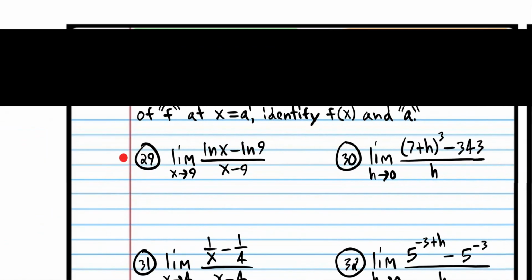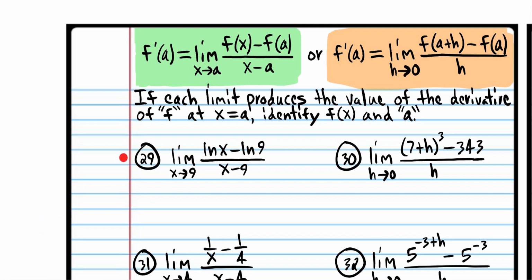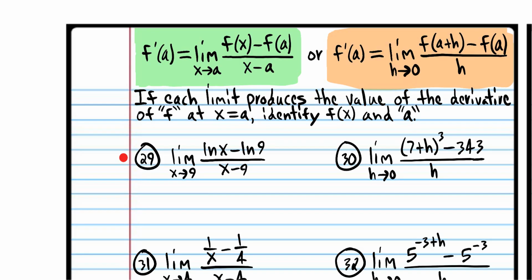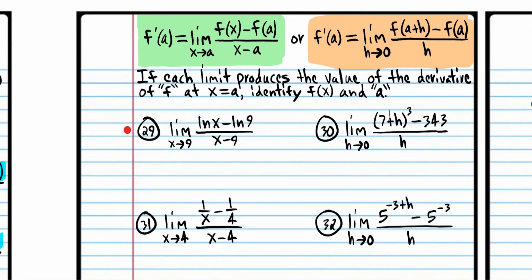Let's do some more problems. I've got the formulas up there. If each limit produces the value of the derivative of f at x equals some x value a, identify f of x and a. So we have a limit here, and it represents the derivative of some function f of x. What is the function? Well, we can see what it is. This is employing the green formula. We can see it's natural log x. That's the function.